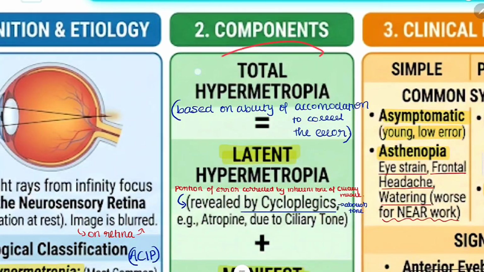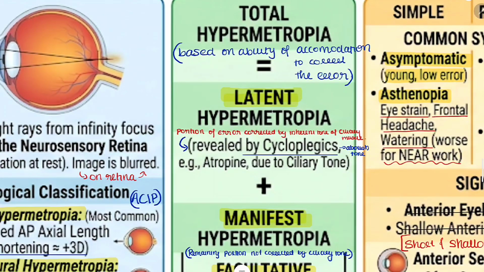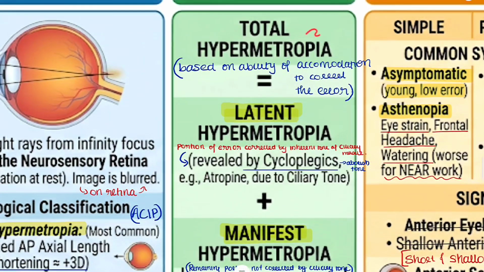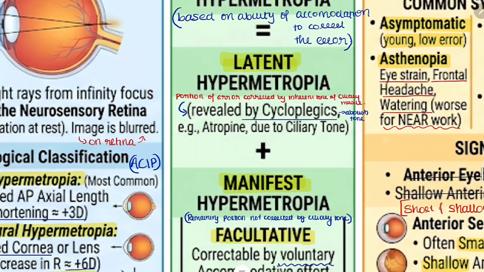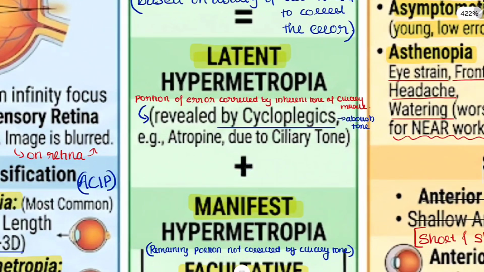Now coming to the unique part of hypermetropia, that is the components of hypermetropia. Total hypermetropia is equal to latent hypermetropia plus manifest hypermetropia. Total hypermetropia is based on the ability of accommodation to correct the error. Latent hypermetropia is the portion of error corrected by the inherent physiological tone of the ciliary muscle. So our ciliary muscles will contract for the accommodating power of the lens.